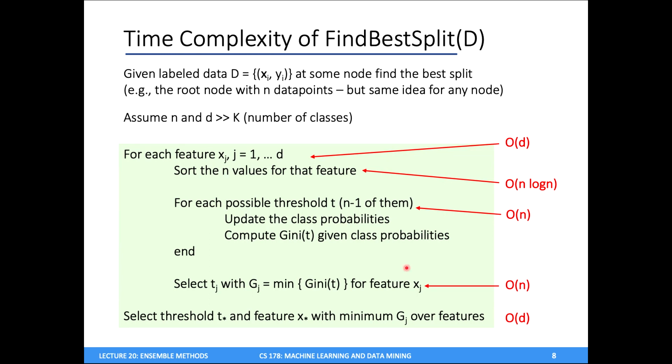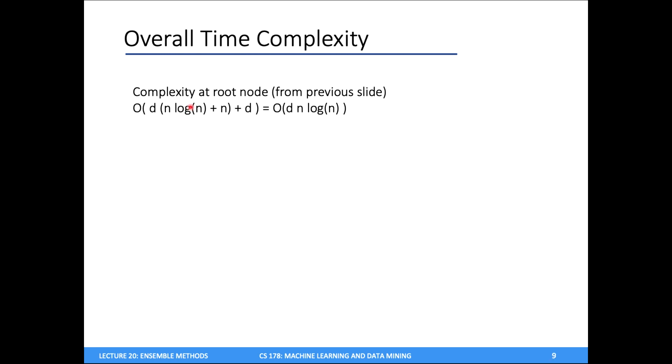Overall, combining each of these steps, the time complexity of computing the best split at a single node, putting everything together from the previous slide, is going to be D times n log n. So it's linear in the number of features we have, O of D, and it's n log n in the number of data points we have. This is obviously not ideal, we would like something that's maybe linear in n, but n log n isn't too bad.